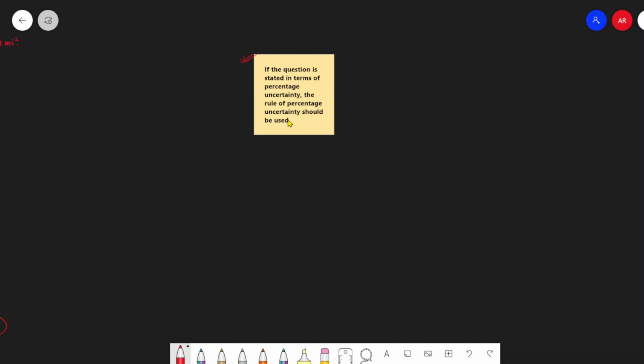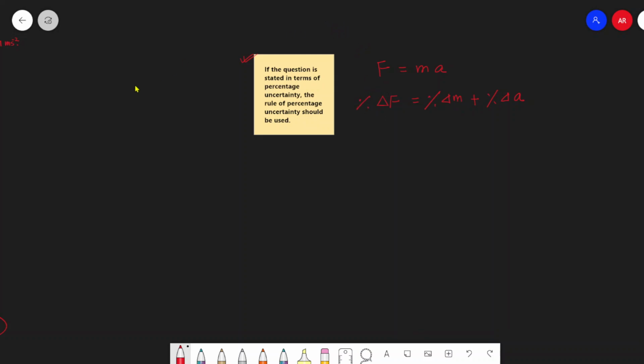And what is the rule of that percentage uncertainty? Well, the two things are in the form of multiplication. So right here, as we know that F equals MA, the percentage uncertainty of force is just the percentage uncertainty of mass plus the percentage uncertainty of acceleration. Here, the percentage uncertainties are just going to be added up to get the percentage uncertainty of force.